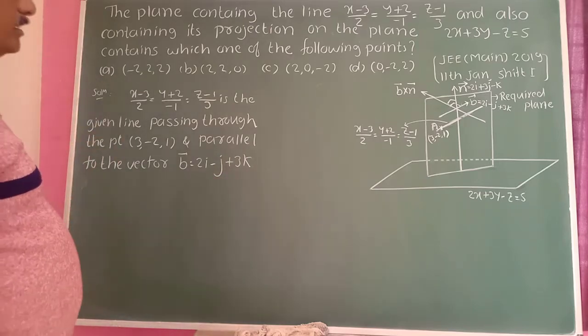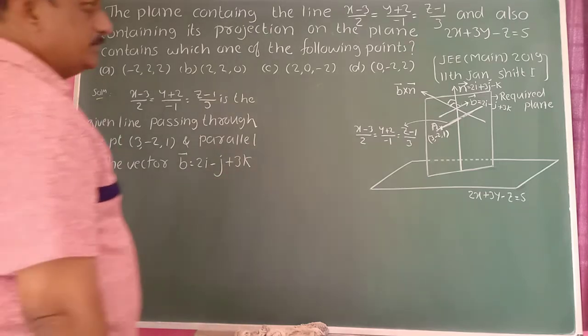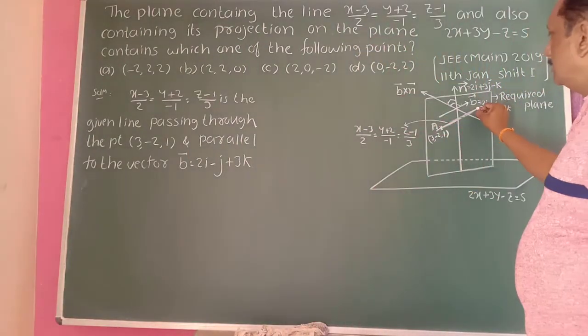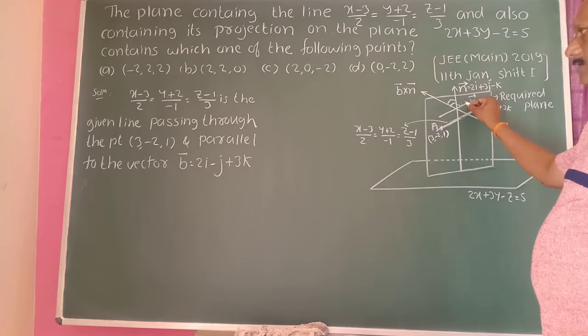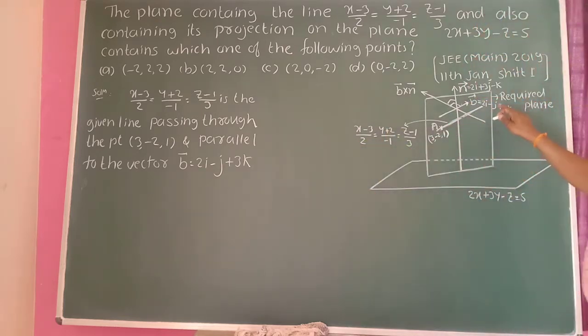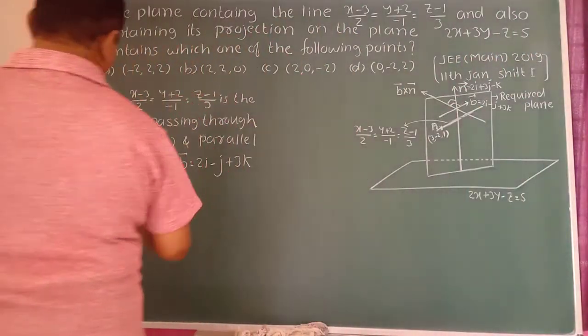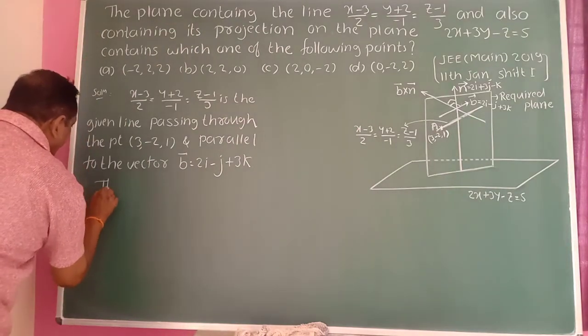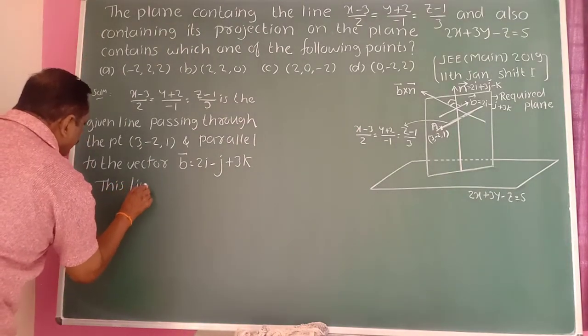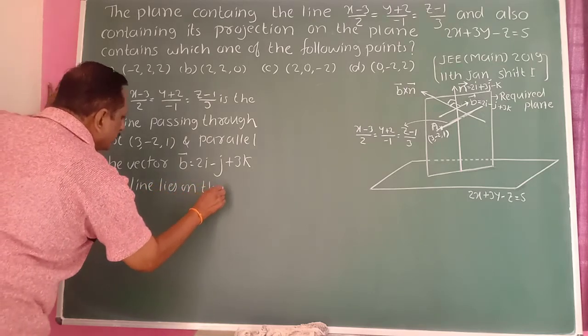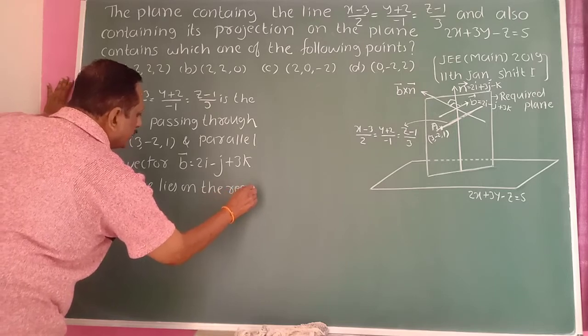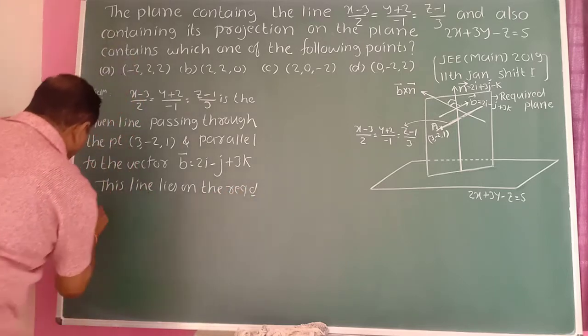So this line lies on the required plane here. The equation of the line passes through the point and is parallel to the vector b bar, which is 2i − j + 3k. And this plane contains this line, which means the line lies on the required plane.